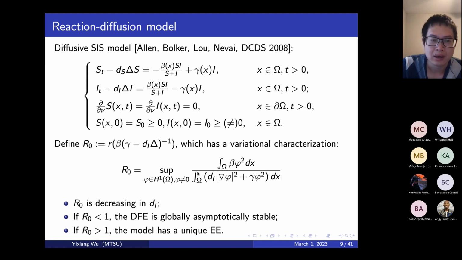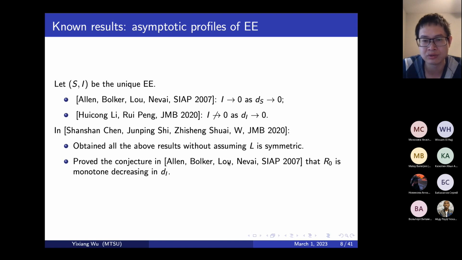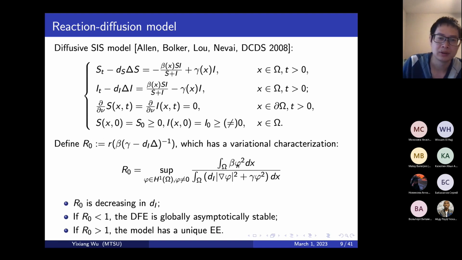Just like the variational form for principal eigenvalues, using this variational form you can see R0 is decreasing in D_I. For the patch model, we should be able to write down a similar variational form, and using that variational form, you can also see R0 is decreasing in D_I. So I don't know why the authors of this paper didn't find this variational form. Well, if the matrix L is not symmetric, then of course you don't have this kind of form.